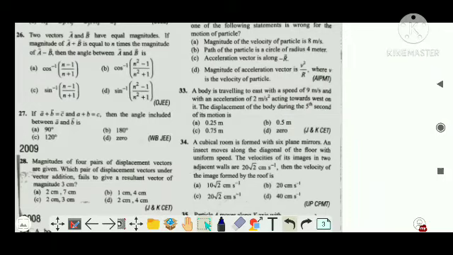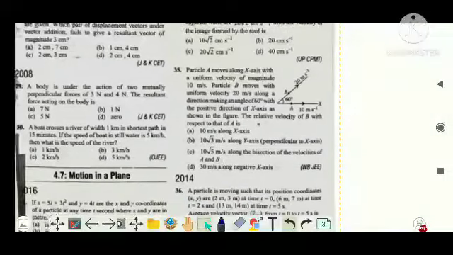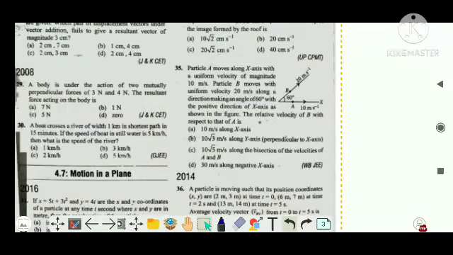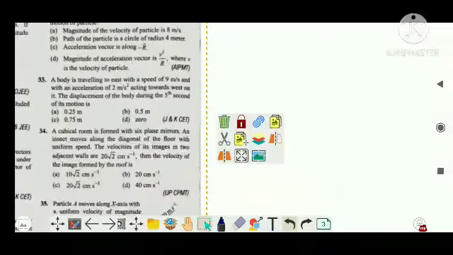Now this type of question, I believe you guys can do it easily. Which one have to do? The boat crosses a river, as with the swimmer. In place of swimmer, we are just writing boat. That's the only difference. Now let's move on to the motion in a plane section.